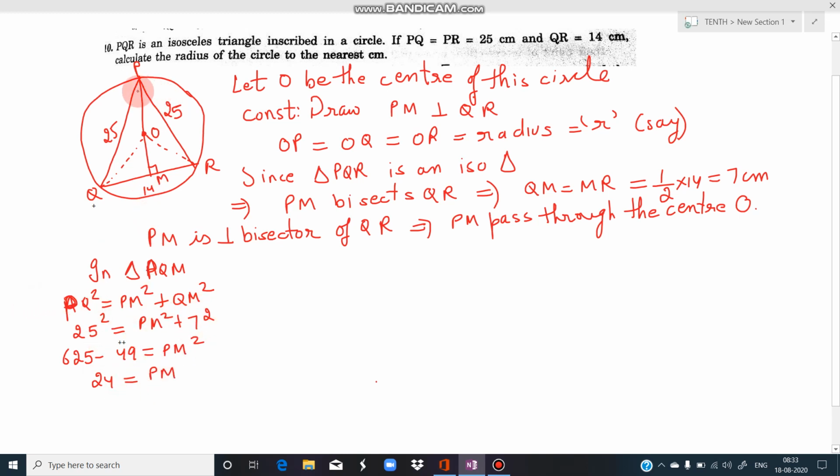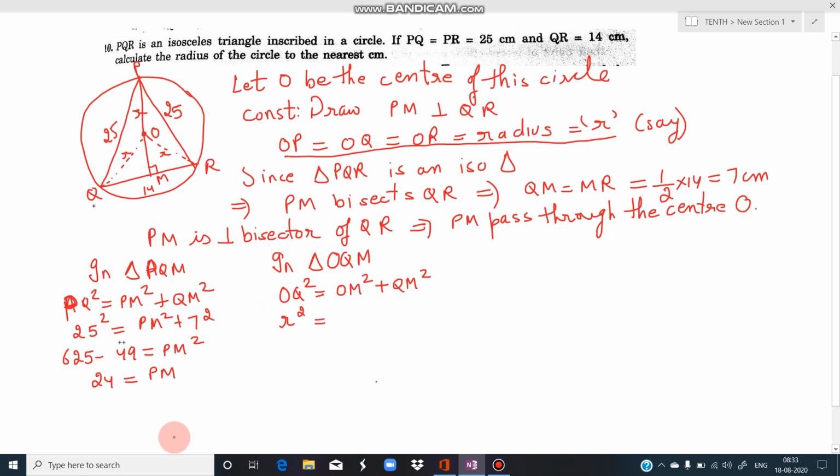Now see here, ये जो PM है इसकी total length है 24. Now we take the second triangle. You can take the triangle OQM, you can take the triangle ORM, any triangle. We take the triangle OQM, again apply the Pythagoras theorem. OQ square is equal to OM square plus QM square. So OQ is what? Now हमने लिया है that OP and OQ and OR as radius R. So इसको भी हमने R लिया है. This is also R. This is also R. So this is R square.